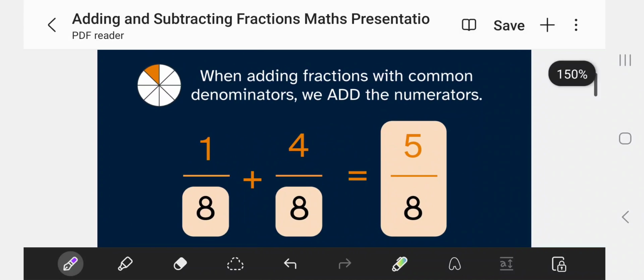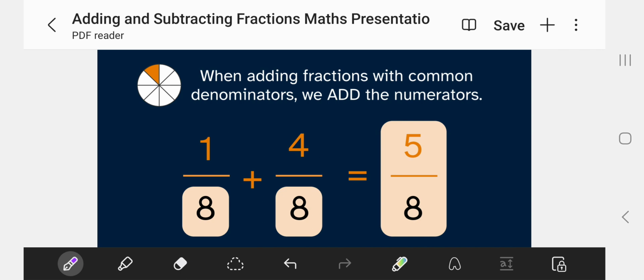So when we're adding fractions with common denominators, or the same denominator, all we have to do is add the numerator. So in this example here, we have 1/8 and 4/8. 1/8 plus 4/8. We simply add the numerator. 1 plus 4 is equal to 5, so our answer is 5/8.